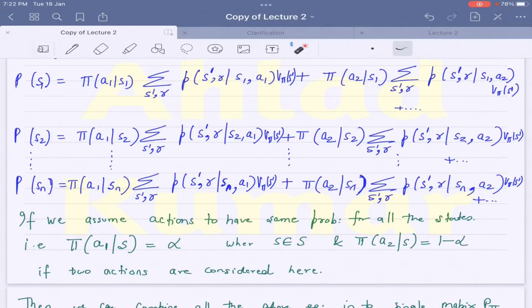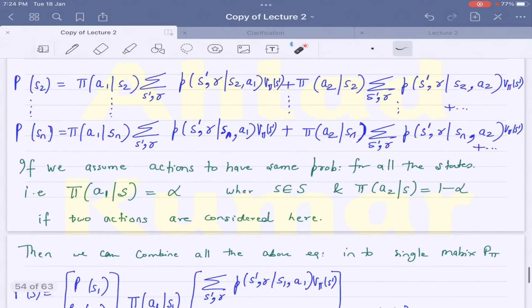And what is the main intention of doing it? The main intention is to simplify these equations so that we can solve for the value function properly and fast. If the action A1 has the probability alpha, then the action A2, which is valid for all these states, will have a probability 1 minus alpha. Right now I am considering only two actions, A1 and A2. I am not going for any other actions. So you will have only these two terms, and the nth action will not be there. If two actions are considered, all the other terms will be 0.